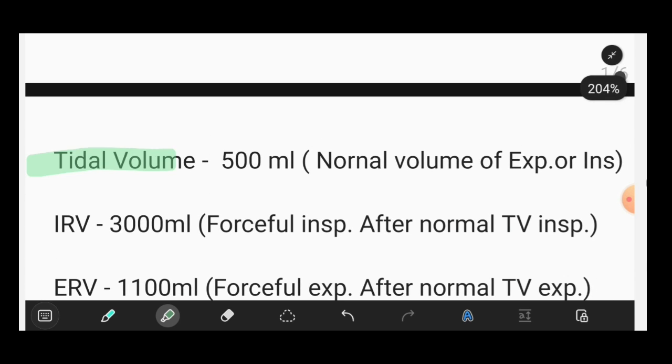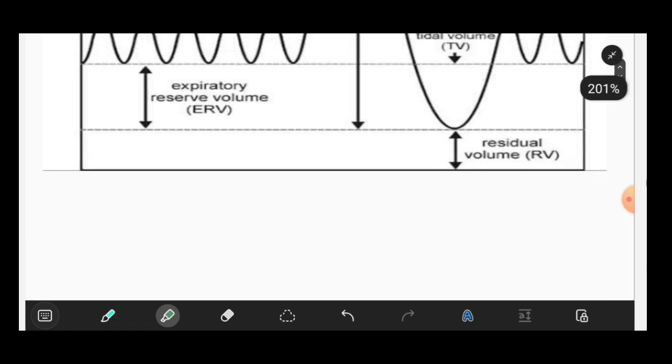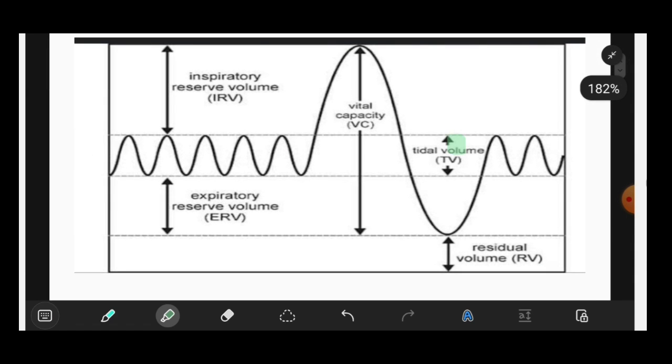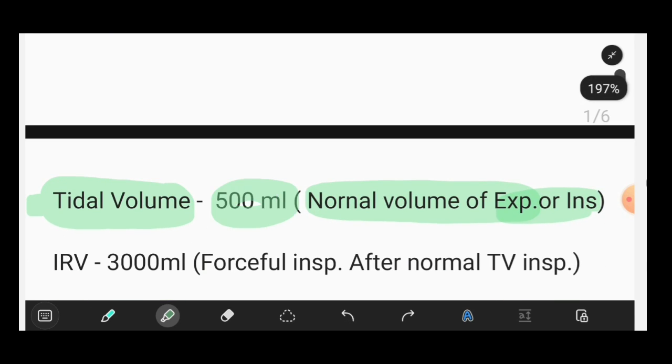First, what is tidal volume? Tidal volume is the normal volume of the air that is expired or inspired. Here you can see in this graph, where is tidal volume? This portion is the tidal volume, and it is about 500 ml.